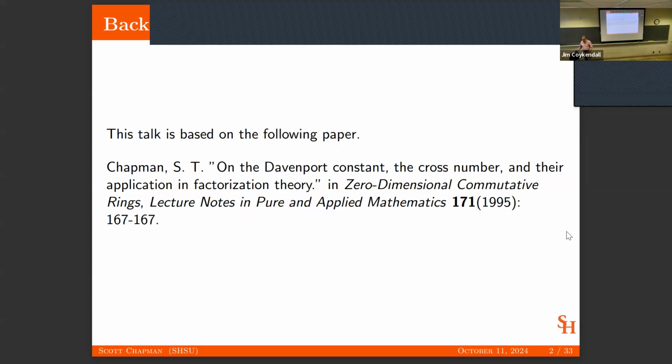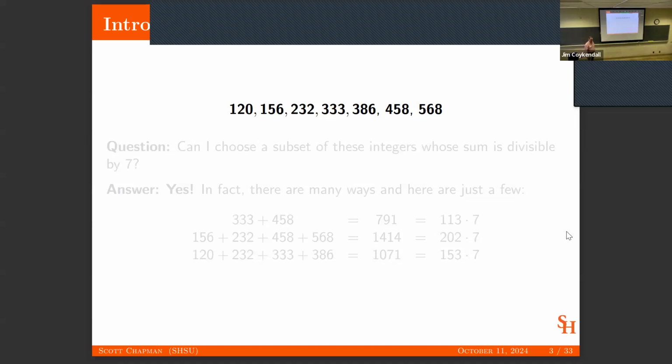Yeah, okay, probably. If you like this talk, there's an old paper. This is in a conference proceedings, so it's about 30 years old. On the Davenport constant, the cross number, and application of factorization theory. I'm sure it's in the library here. It's so old, I think I have a copy, but I'd have to look pretty hard to find it. Now, I will start at really an elementary level, probably too elementary for you all, but let's go ahead and start, and quickly it'll shift into a more abstract setting.